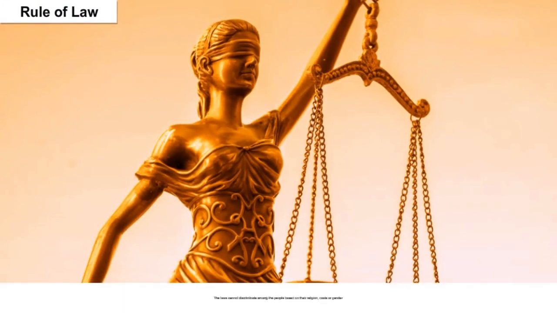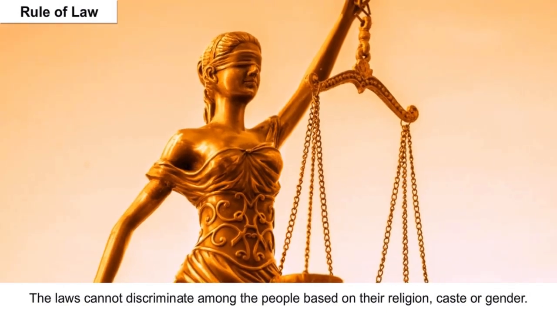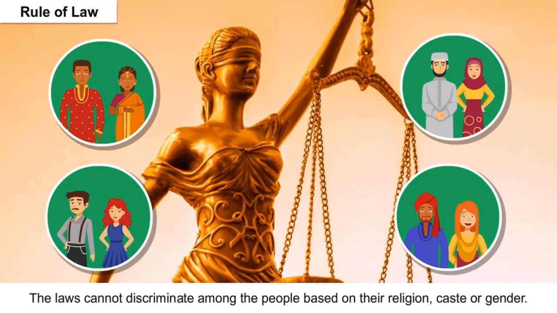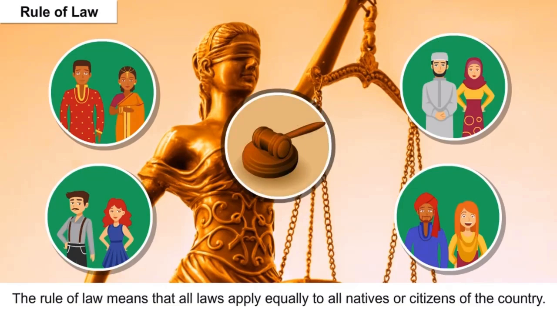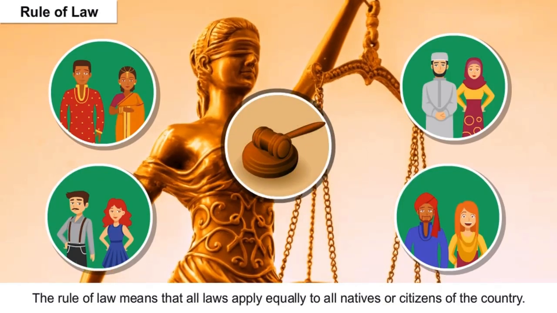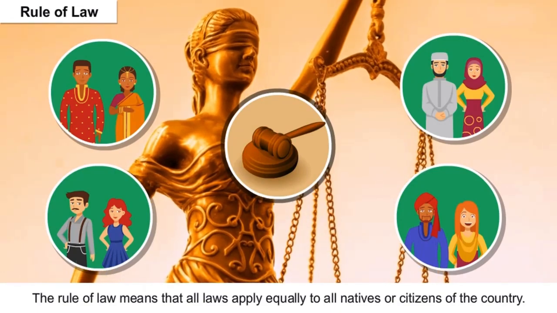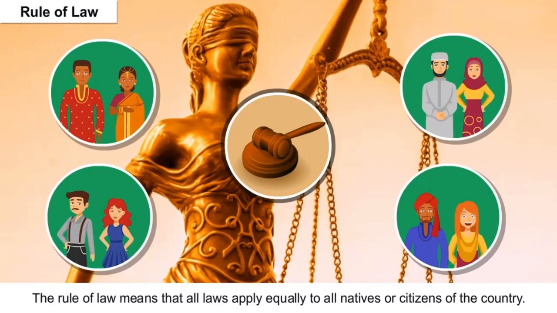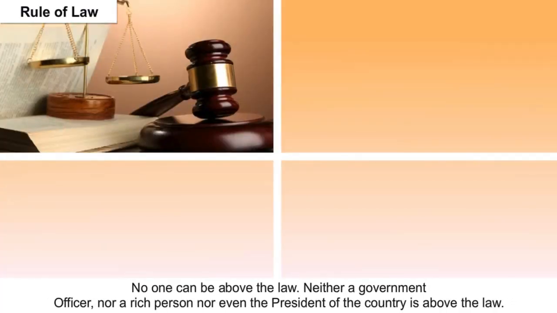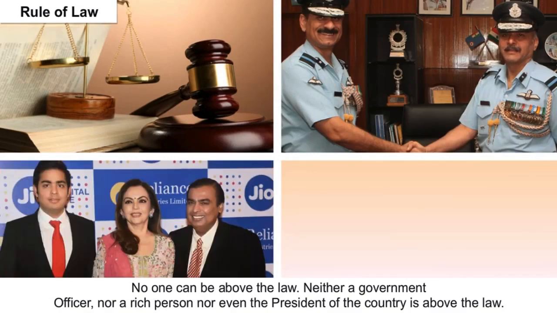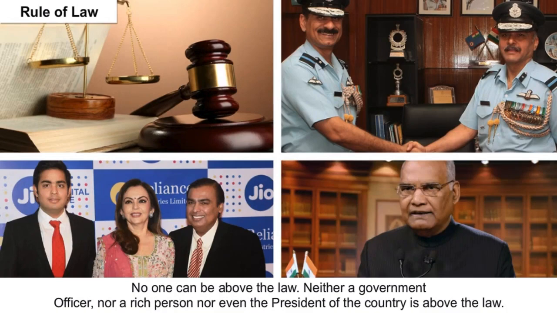Rule of law. The laws cannot discriminate among the people based on their religion, caste, or gender. The rule of law means that all laws apply equally to all natives or citizens of the country. No one can be above the law, neither a government officer, nor a rich person, nor even the president of the country.